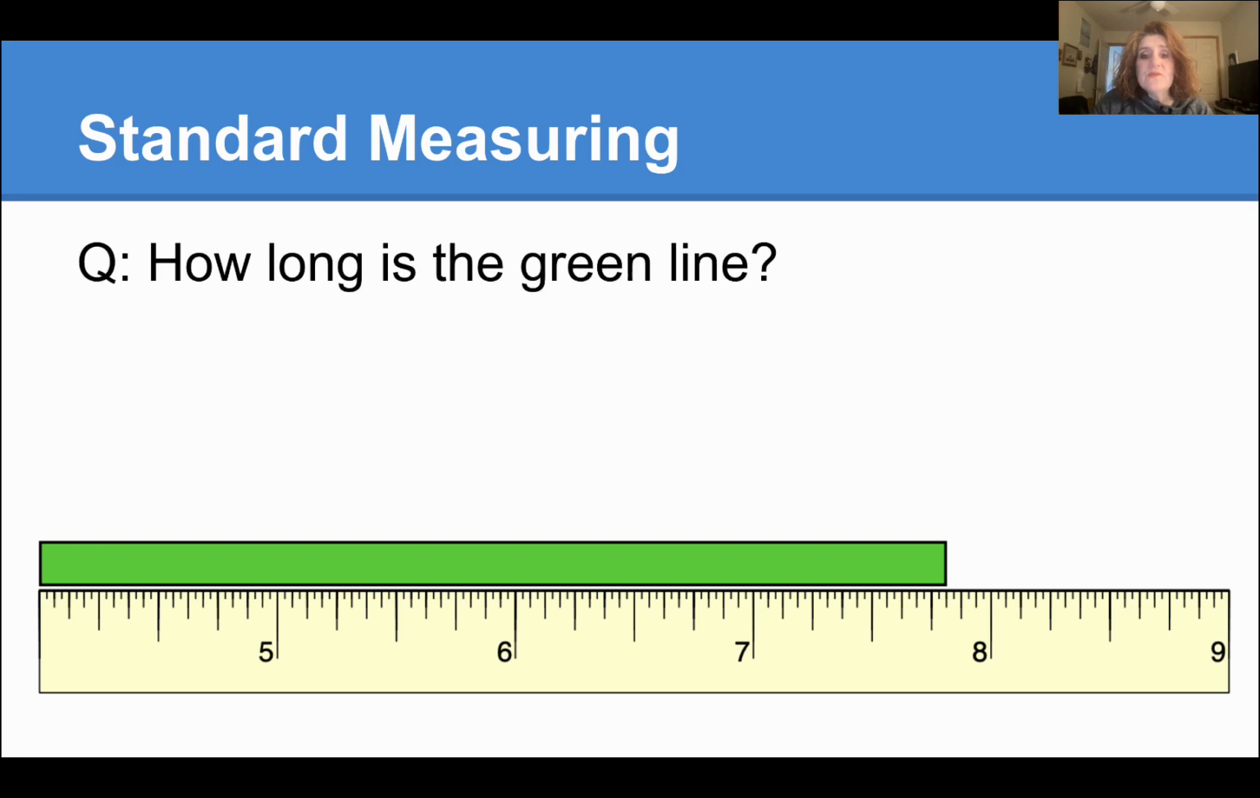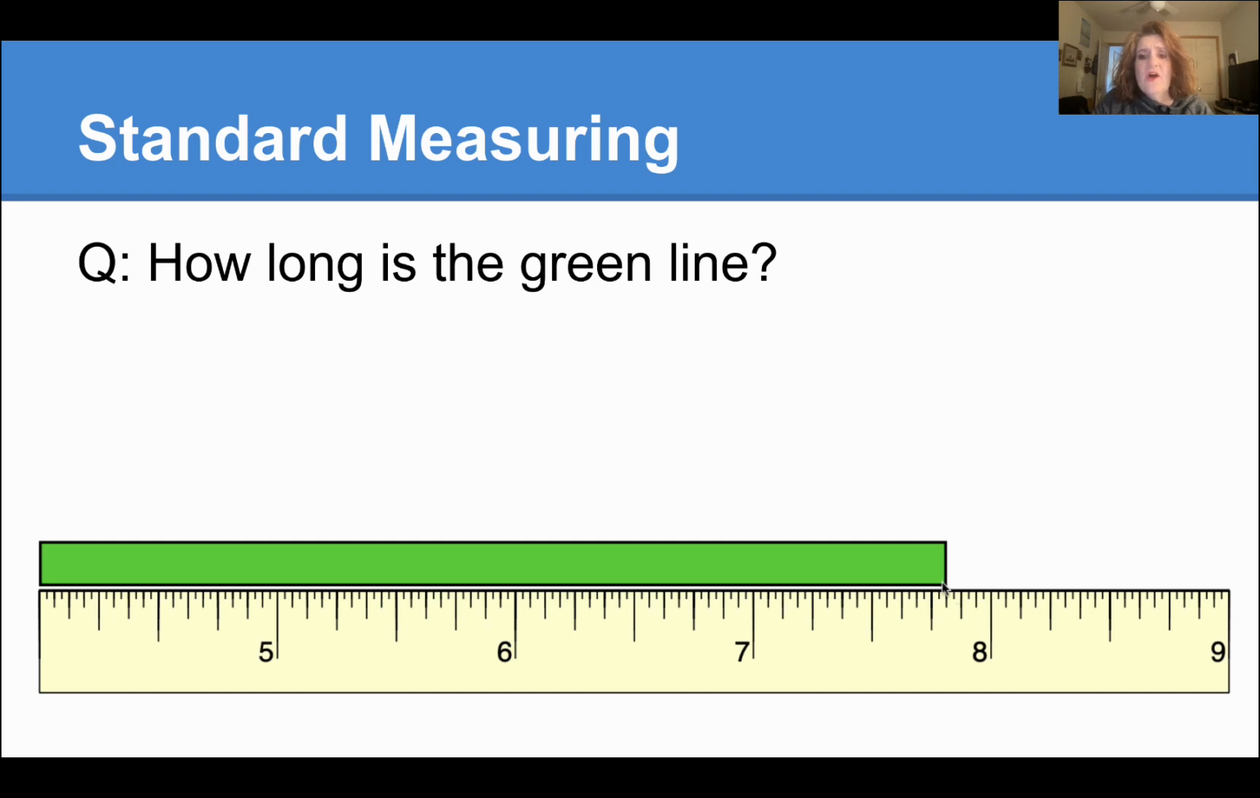How long is that green line? If we're looking at standard measurement, we would need to count the number of tick marks. So the biggest tick mark is a half, the next biggest is a fourth, the next biggest is an eighth, and the next biggest is a 16th, and the very smallest would be a 32nd. So this ruler is accurate to 1/32 of an inch.